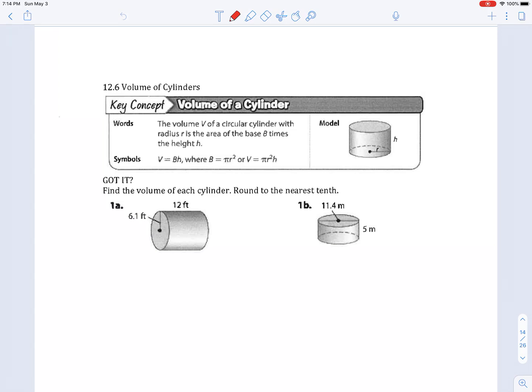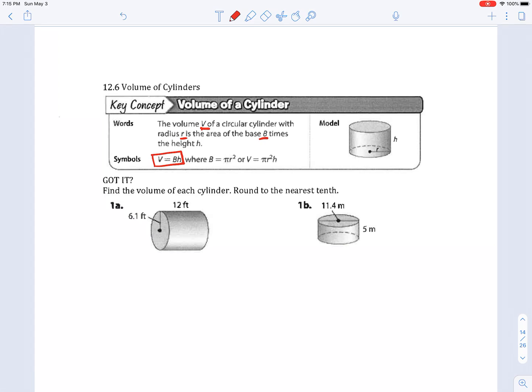So, the volume V of a cylinder with a radius R and an area of a base B can be written like this. Volume equals capital B, area of the base, times the height. Well, that's the exact same formula we had for volume of a prism. We had volume of a prism was area of the base times the height. But the difference here is that the base of the cylinder is never going to change. It's always going to be a circle.